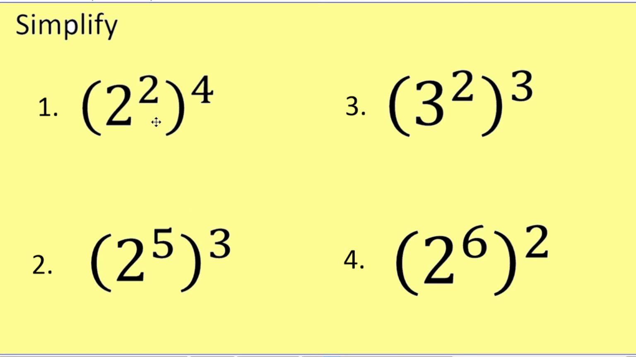Okay, so now we've got brackets and another power outside the bracket. What that means is we multiply these two numbers together. So when we were multiplying, we added. When we were dividing, we subtracted. When you have a power raised to another power, you multiply. So this one here will be 2 to the power of 8. This one here will be 3 to the power of 6.